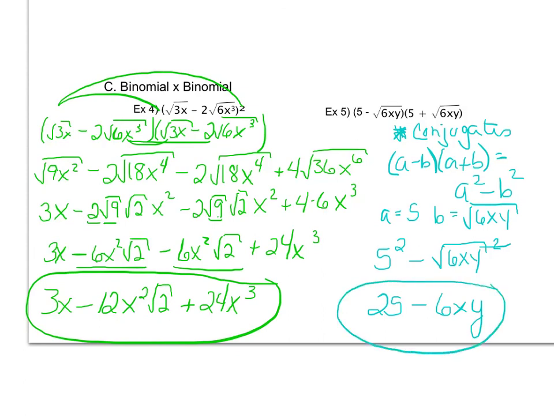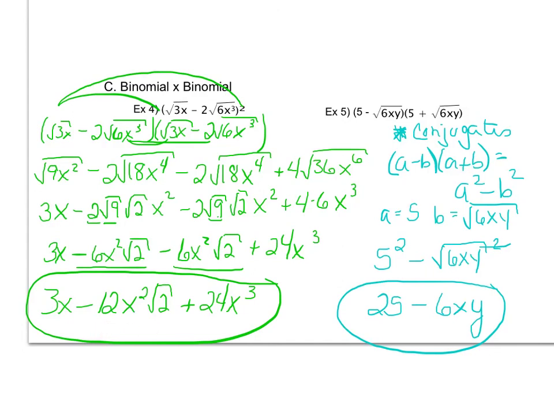What you will notice is that if you were to FOIL this instead, your first times your first is going to give you that 25. Your last times your last is going to give you that 6xy. And your outside times your outside plus your inside times your inside will be opposites and cancel out, which is why I do not have that middle term in this 5th example like I did in the 4th example.